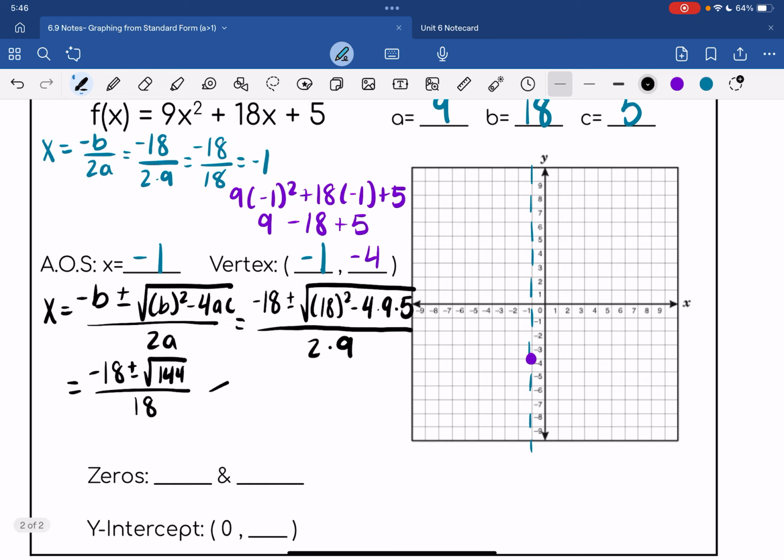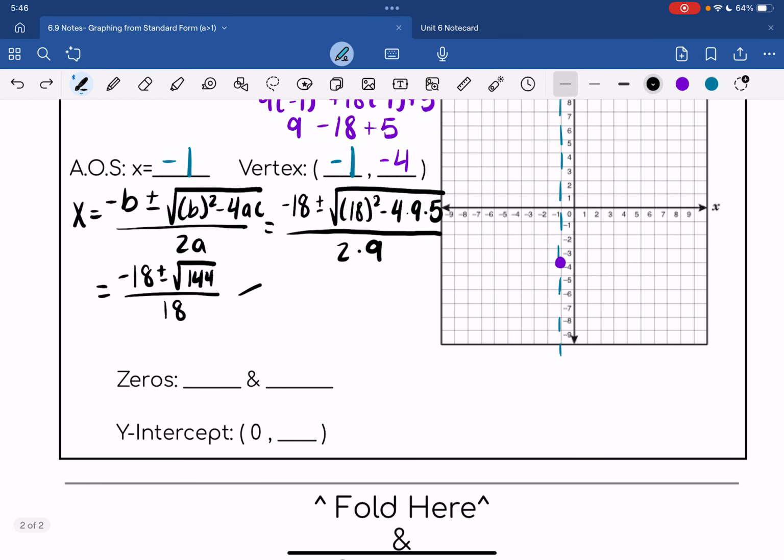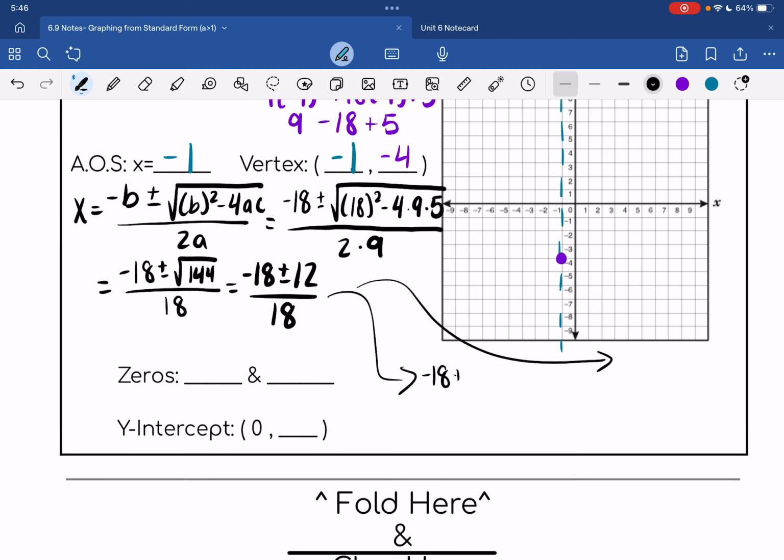And then we are ready to split that. Actually, no, we need to take the square root before we split it. My bad. The square root of 144 is 12. So we'll have negative 18 plus or minus 12 over 18. Now we're ready to split it, and I'm going to split it down here into two different fractions. So we'll do negative 18 plus 12 over 18, and negative 18 minus 12 over 18.